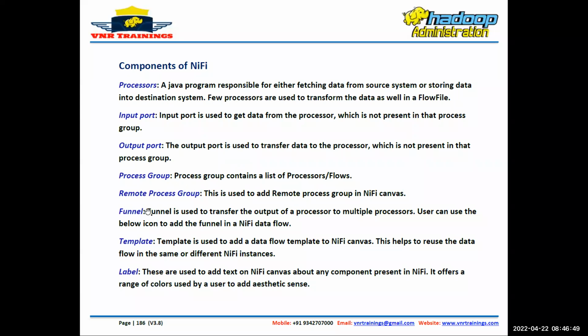Then process group. What is a process group? A process group contains a list of processes or flows. Every user can have one process group, or every project can have one process group.